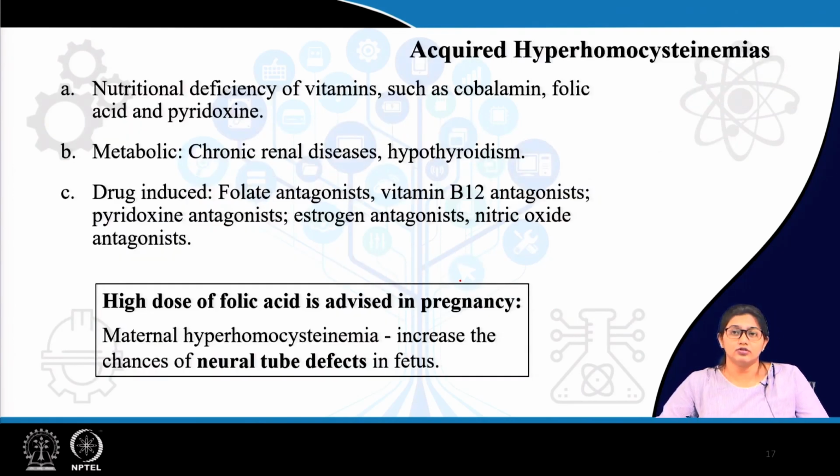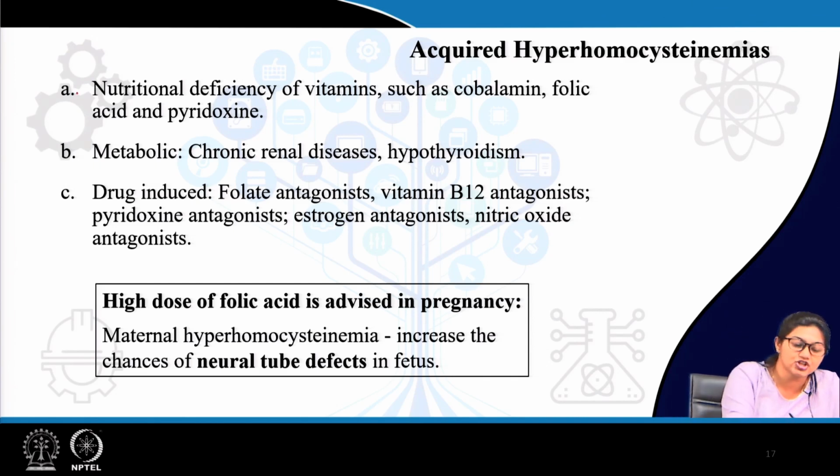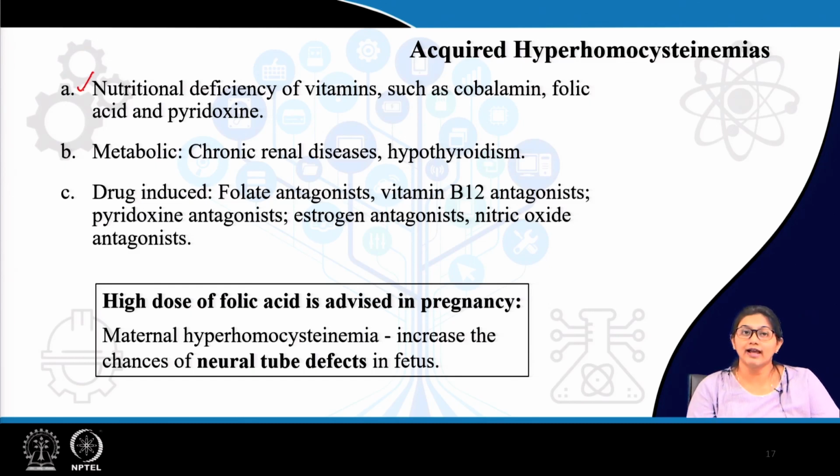So, the congenital or autosomal recessive defects are related to different enzyme deficiencies, whereas acquired homocysteinemias, or the increased level of homocysteine in blood, are mostly due to nutritional deficiency like cobalamin, folic acid, pyridoxine, which are needed for the conversion of homocysteine to methionine formation.